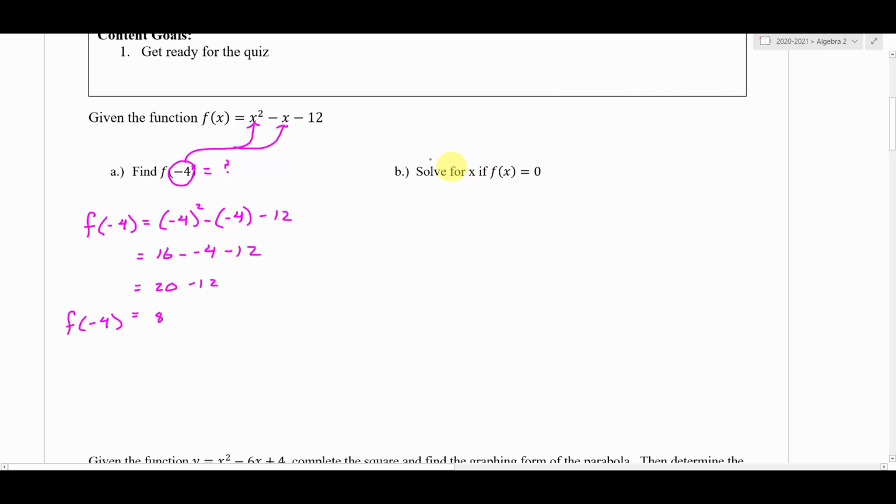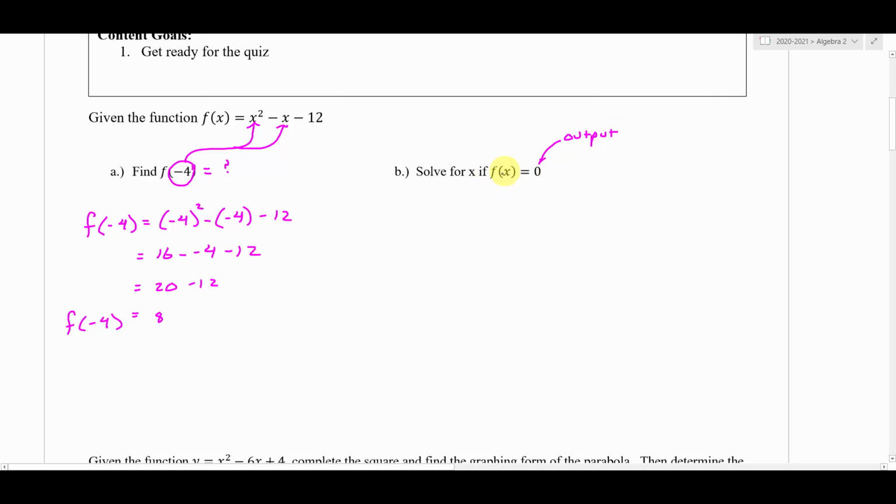Now we take a look here at part B. We're still working with the same function, but they want us to find x if the output is 0, right? So here the number they give us is not inside the parentheses. Instead, it's this part. They're giving us the output, right, instead of the input. So this is an output.